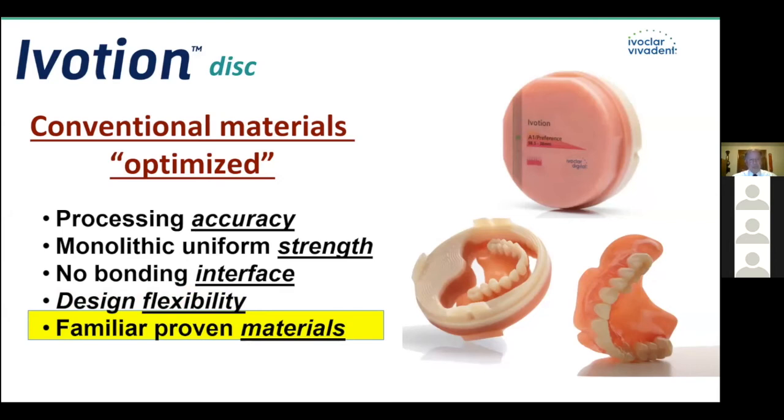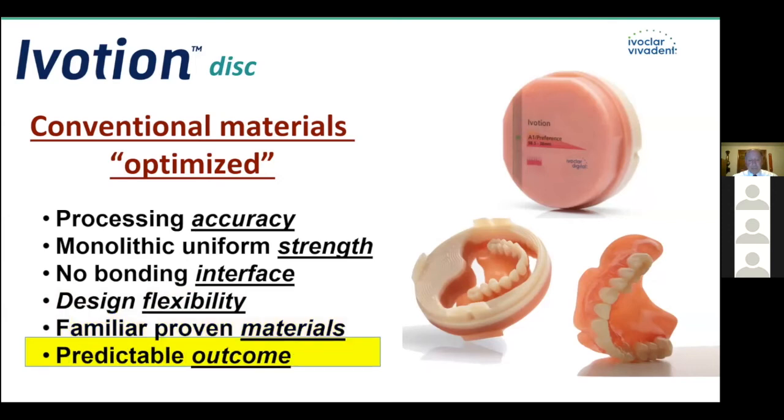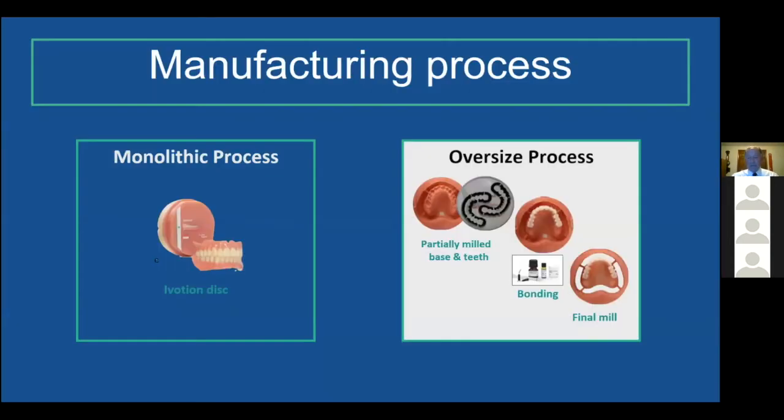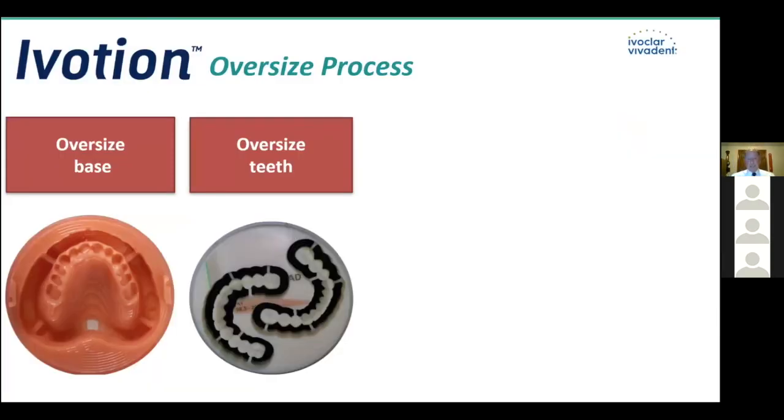And then predictable outcome. So having these proven materials, things you've worked with before, you could expect a certain very predictable outcome. Very few limitations. Size, sometimes extra large dentures or very steep retromolar pads might be a little issue. In that case, we have another manufacturing process. We refer to this as the oversized process.